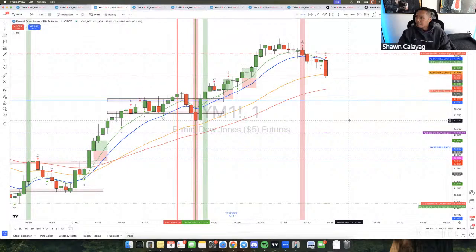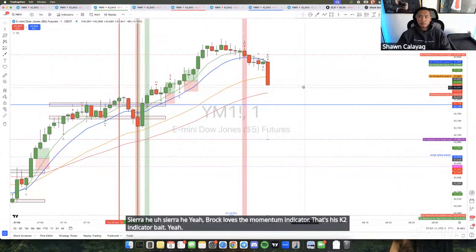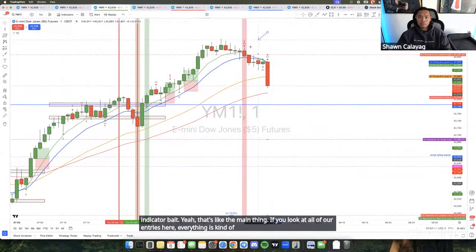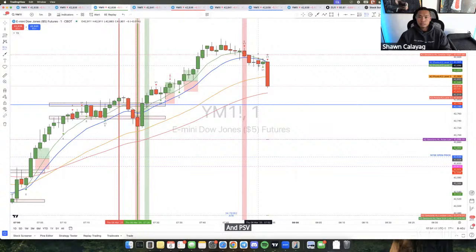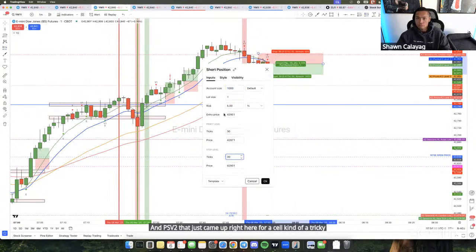Yeah, Gyal said from our encounter setting up SC Sierra, yeah, Brock loves the momentum indicator. It's like his K2 indicator. Yeah, that's the main thing. If you look at all of our entries here, everything is kind of based off the catalyst is always going to be momentum, right? If you see momentum there, for example, there's another MPS V2 that just came up right here for a sell. Kind of a tricky area, but MPS V2 just set up right there.